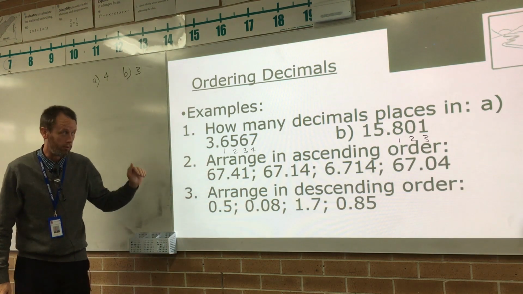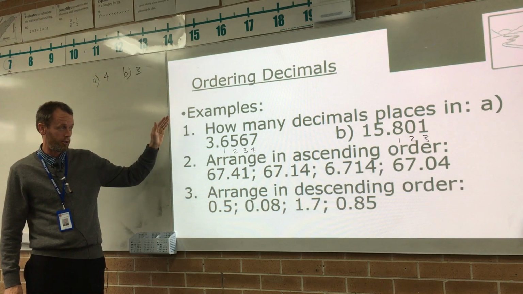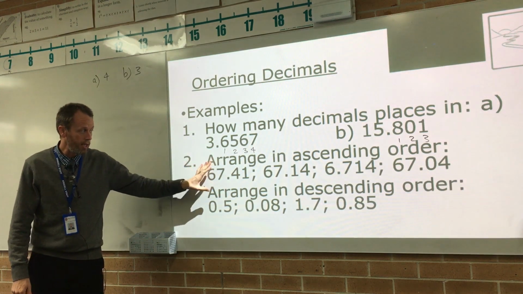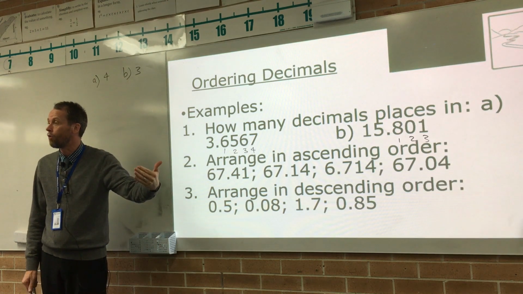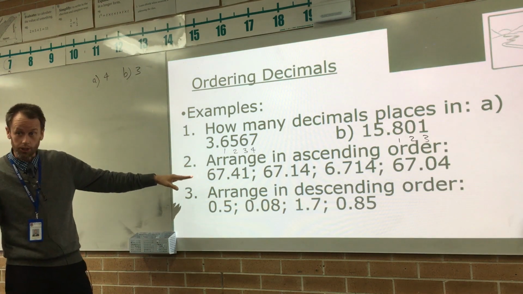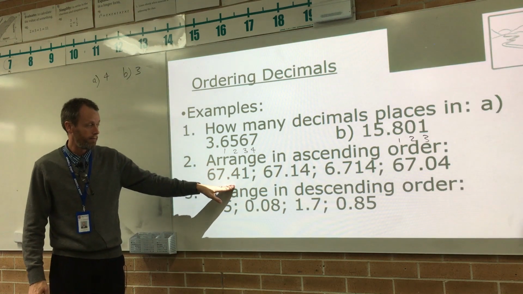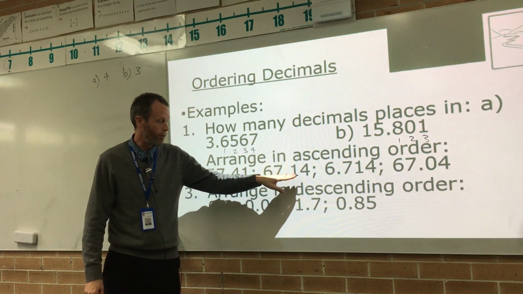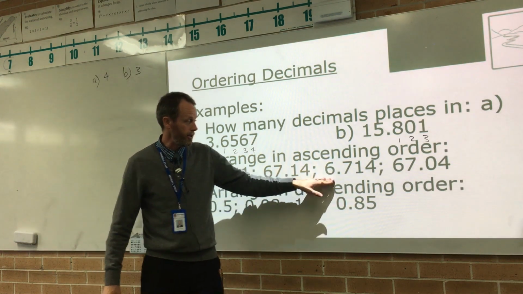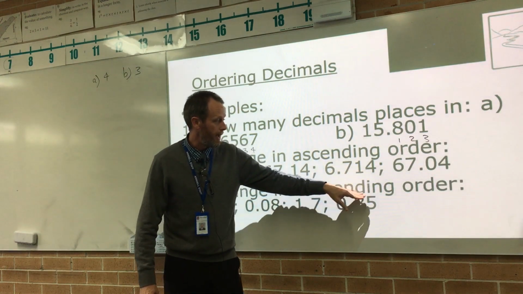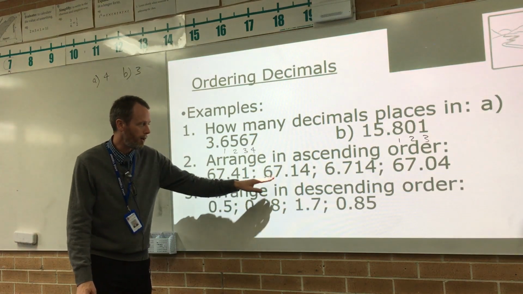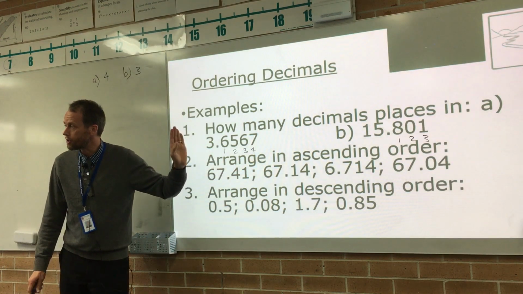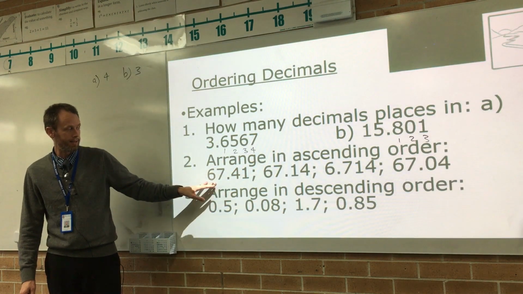We're then asked, arrange these numbers in ascending order. Ascending means going from lowest to highest. So as I look here, sometimes I find it helpful to read out in my head what is the number that's there. 67.41, 67.14, 6.714, and 67.04.